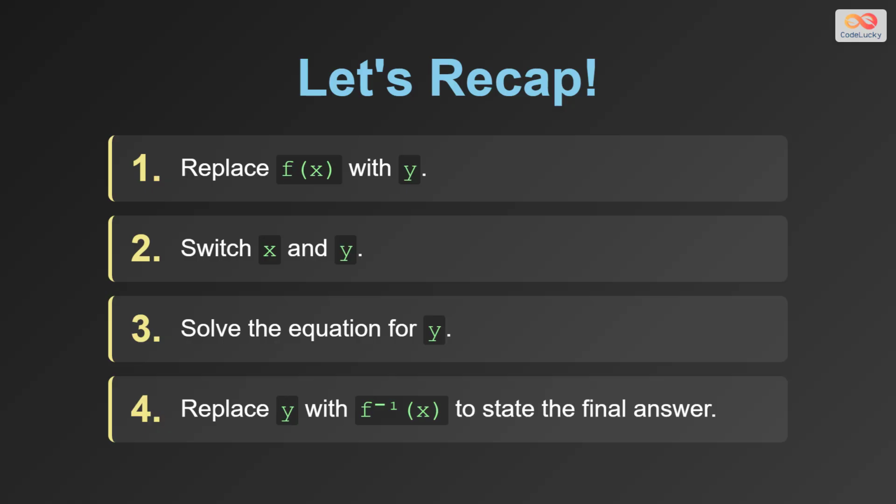To wrap up, let's quickly go over the steps one last time. 1. Replace f of x with y. 2. Switch x and y. 3. Solve for the new y. And 4. Replace y with the inverse function notation. That's all there is to the switch and solve method.